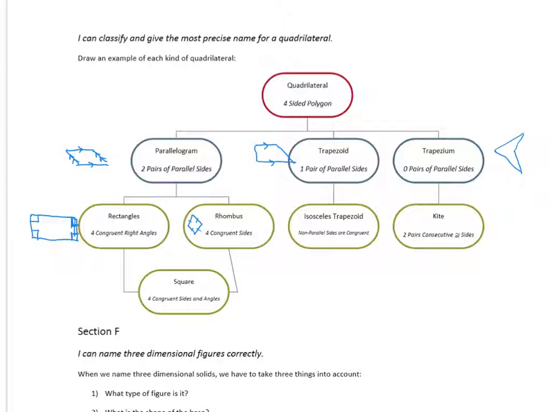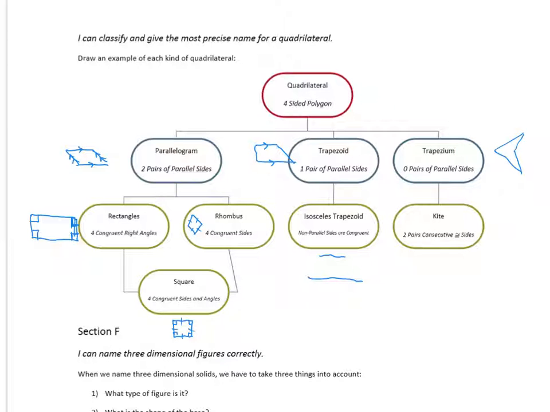And then finally, a square is really cool because it is both a parallelogram, or yes, it is a parallelogram, a rectangle, and a rhombus. So it has 2 pairs of parallel sides, 4 congruent sides, and 4 congruent angles. Squares are awesome. Now let's look at our trapezoid. We have 1 special kind of trapezoid, and that's the isosceles trapezoid. That's the trapezoid you see in your head, right?